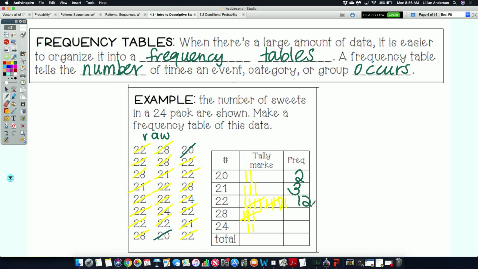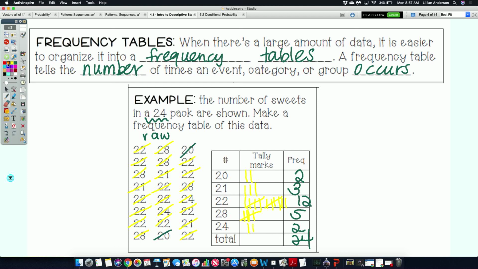So there was 12 for 22, correct? How many for 23? And how many for 24? 2. Okay? Now you'll know if you did this correctly and accurately right here. Because you were told that there were 24 packs of candy used for this collection of data, your frequency should add up to be that number. 2 plus 3 plus 12, plus 5, and plus 2 is 24. You'll know if you did it correctly if the number does add up.